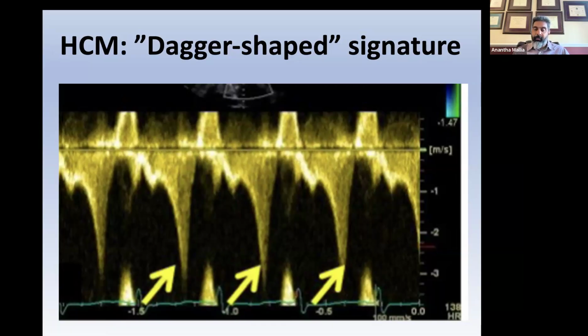Okay. Interestingly enough, it also looks like the deep, narrow Q waves that you see in HCM on EKG. Physiologically, they're not related at all, but interestingly enough, it looks like those Q waves. But the khanjar sign or dagger-shaped LVOT flow signature is characteristic of HCM pathophysiology.